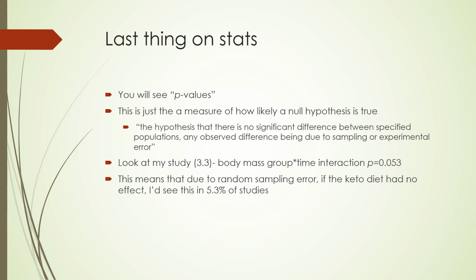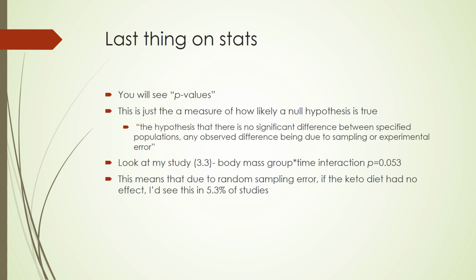Okay. So last thing about statistics is p-values. The p-value just stands for probability value. So probability, that's what I want you to know about it. I'm going to read this to you. It is the measure of how likely a null hypothesis is true. I'm going to show you what null hypothesis means in depth in a second. It's the hypothesis that there is no significant difference between specified populations, any observed difference being due to sampling or experimental error or random chance.